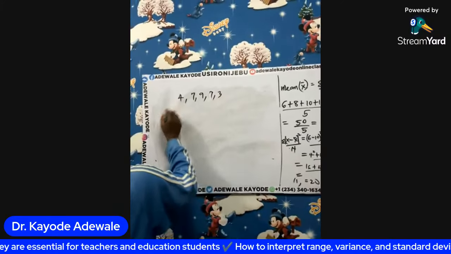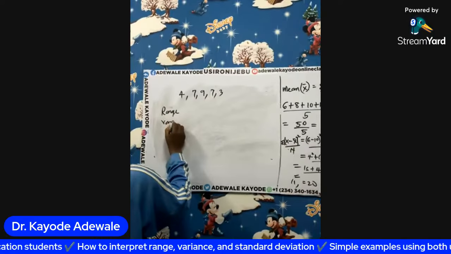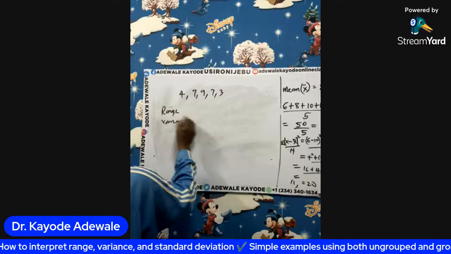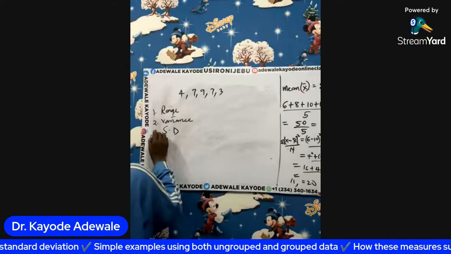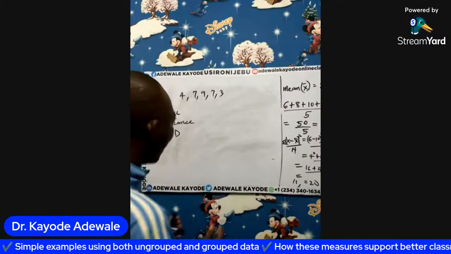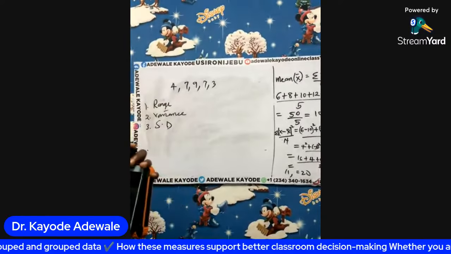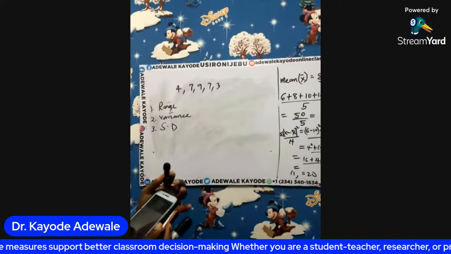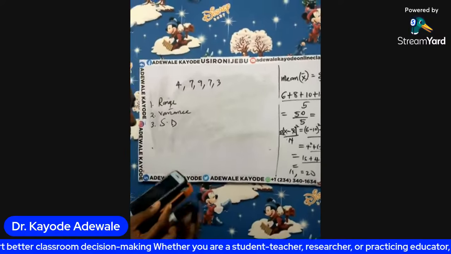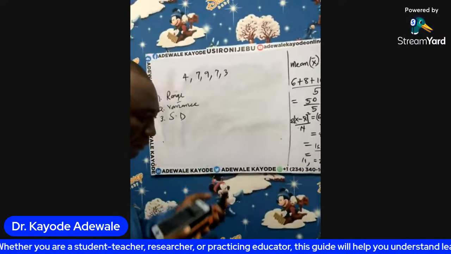So can you find this? So use this one, find the range, find the variance, and find the standard deviation. Number 1, range. Number 2, variance. And number 3 was standard deviation. So put your answer in the comment section for me. Before I go on to the other side, then we'll go ahead and look for the group data before we call it a day.